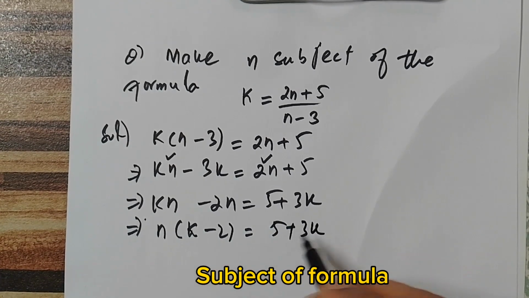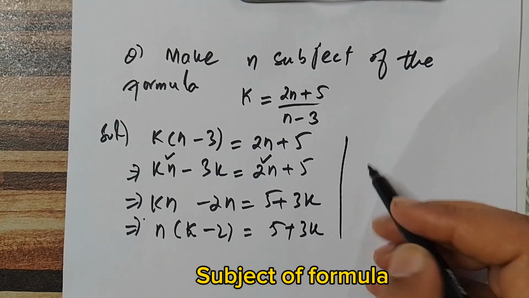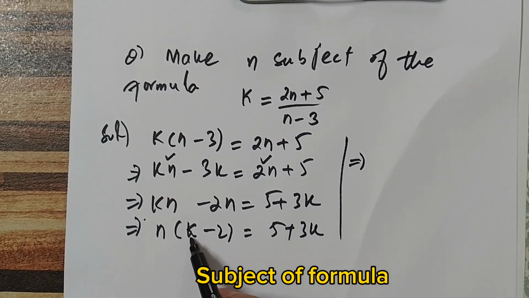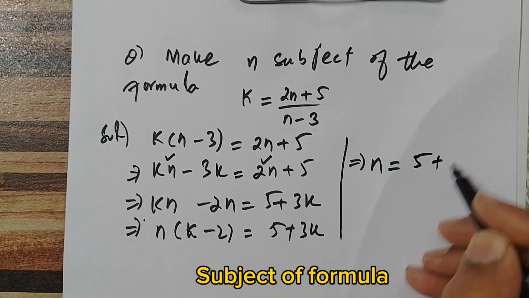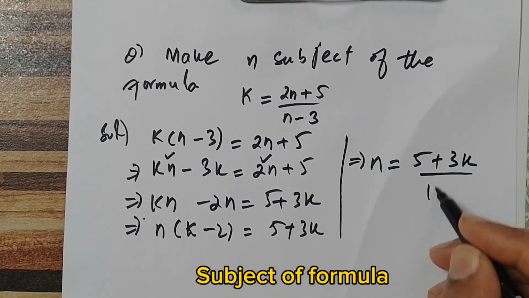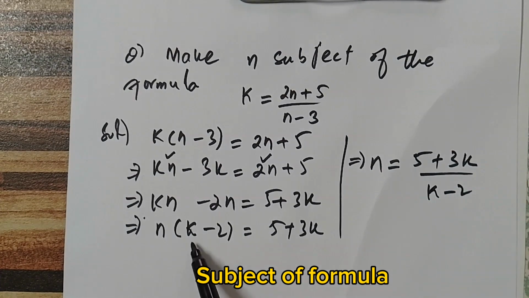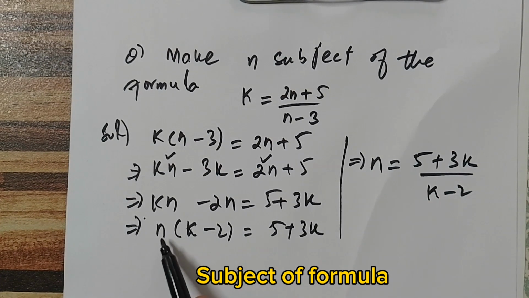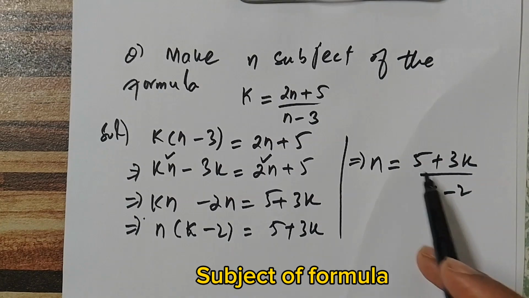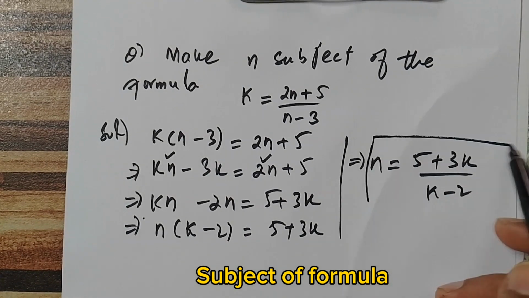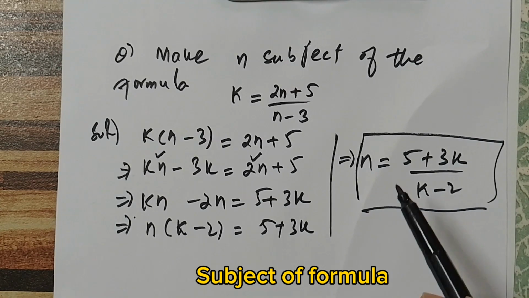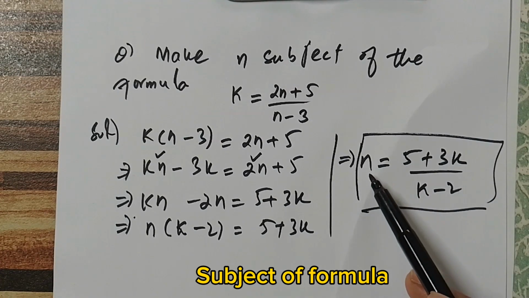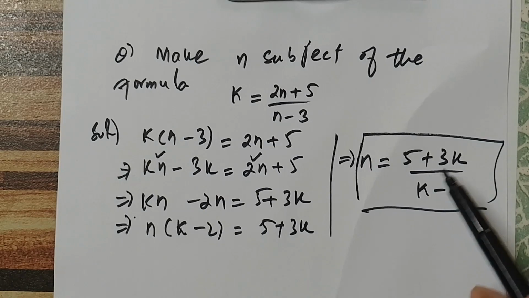So to make n subject of the formula, the final step is to shift this k minus 2 to the other side. n will be equal to 5 plus 3k divided by k minus 2, as k minus 2 was being multiplied by n, and on the other side it will divide 5 plus 3k. So this is our answer, in which n is subject of the formula, which means it is on one side of the equation and all the other values are on the other side of the equation.